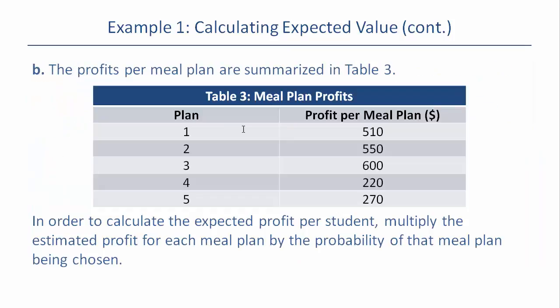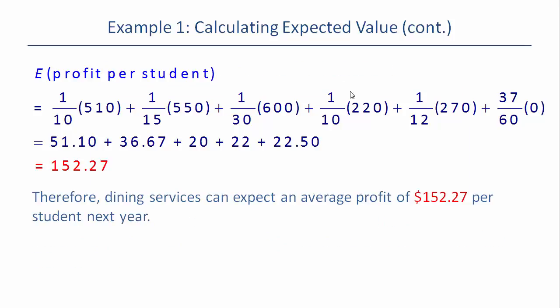Okay, if we do the same thing with the profits, right? Instead of costs, we just put in profits, which means the only thing that changes in this formula from before is these numbers change to profits instead of costs. This one's still zero, of course. And now we get 152.27, which means on average, they make a profit of $152.27 per student.